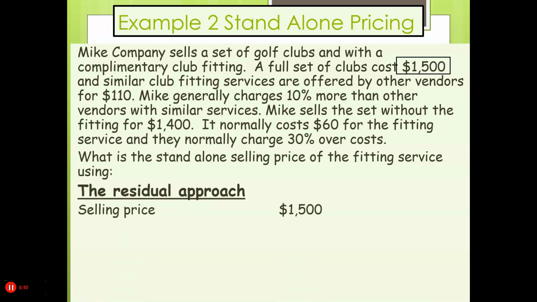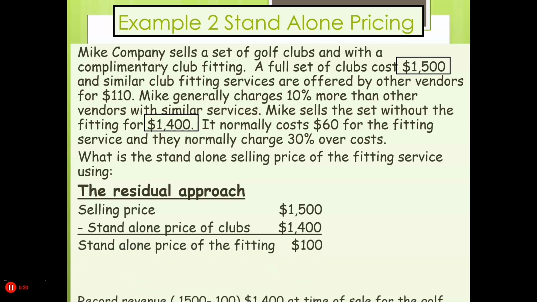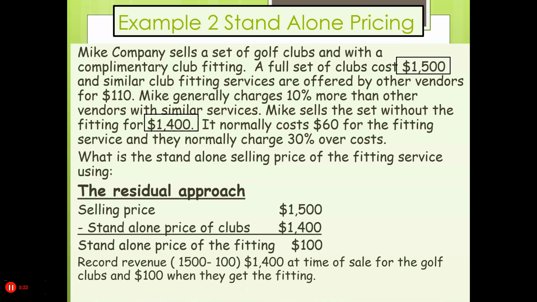Now the residual approach. We know we're selling at $1,500, standalone price is $1,400, which means $100 goes to the fittings. So in that case, whenever we sell a set, $1,400 will go to the golf clubs, and at the time of the fittings, $100 will go there.